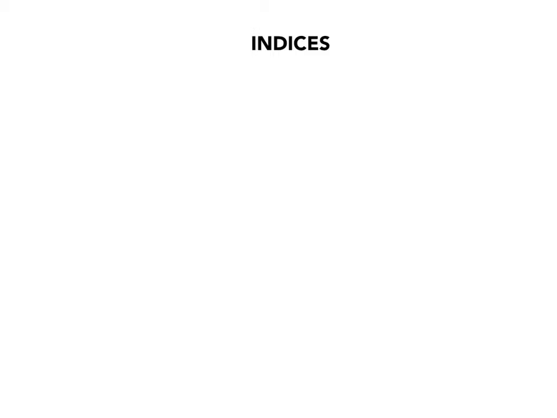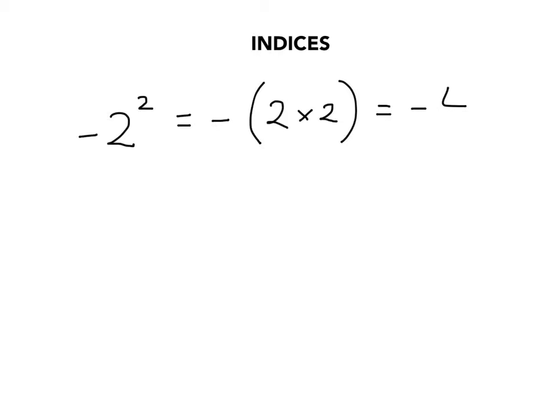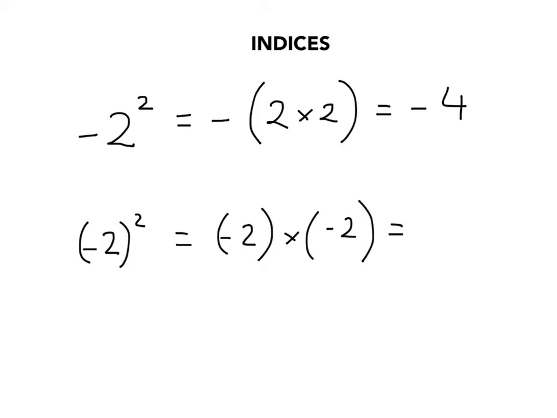Please remember that when we write minus 2 squared, we're saying that the number 2 squared must be preceded by the negative sign. So we have minus 2 times 2, which is 4. So minus 2 squared is minus 4. But if we write (minus 2) squared, meaning the whole expression has to be multiplied by itself, this means minus 2 times minus 2. And minus 2 times minus 2 is positive 4.